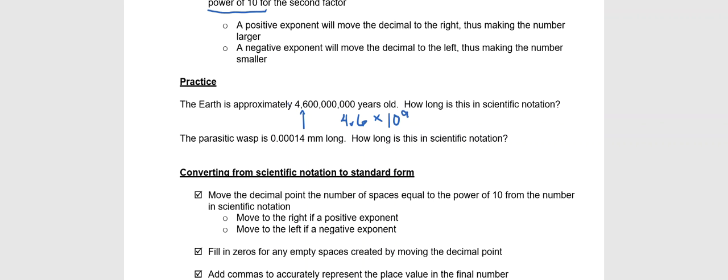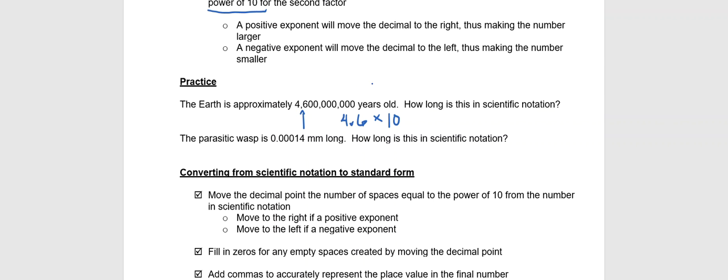So this original number, 4,600,000,000, can be rewritten as 4.6 times 10 to the 9th. And remember, that's an exponent. I know that looks a little bit big, so we'll clean it up one more time: 4.6 times 10 to the 9th. Okay, so next problem.